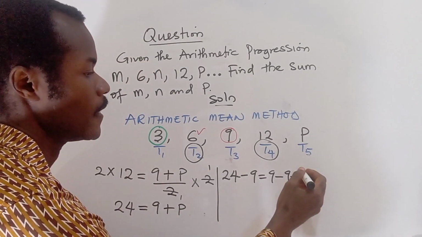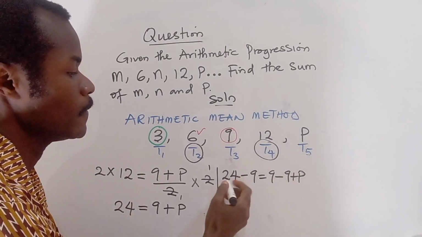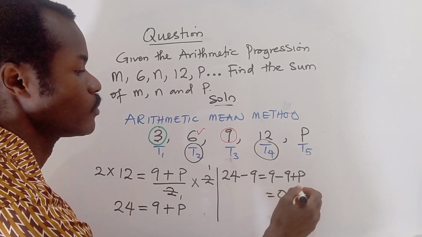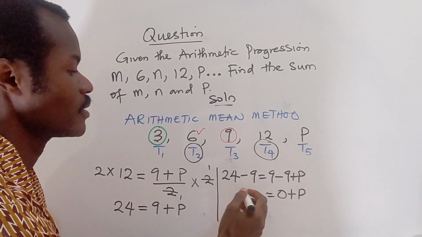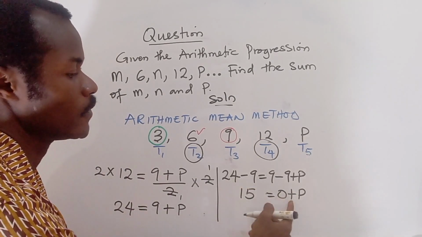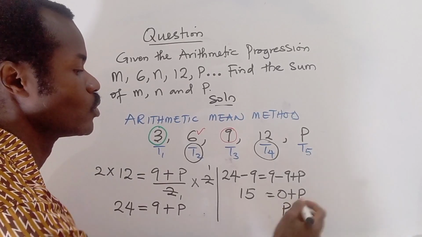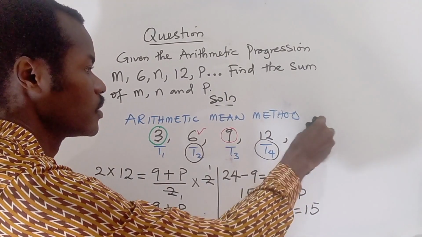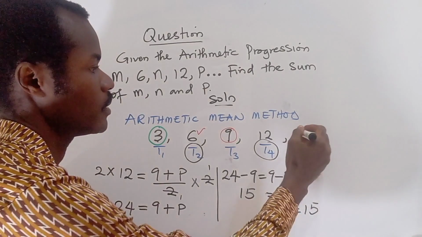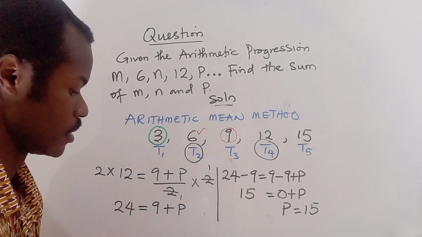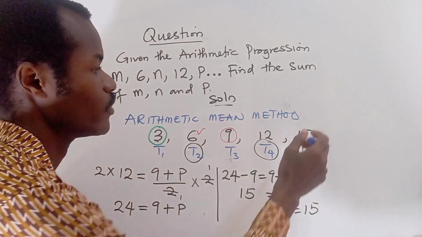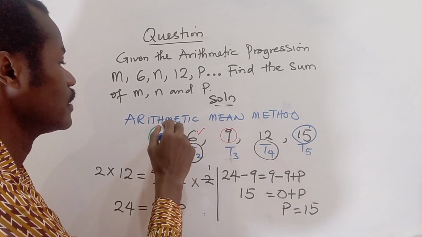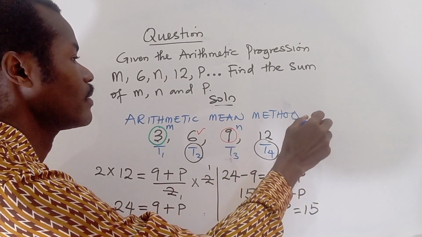So we have 9 minus 9 plus p. 9 minus 9 is 0, so we have 0 plus p. Now 24 minus 9 is going to give us 15. So 0 plus p is p, which equals 15. So the value of p here is 15. Now that we know the values of our n and p, this is our n, and this is our p.